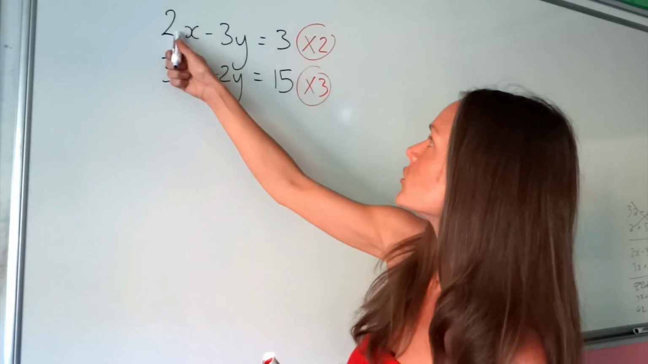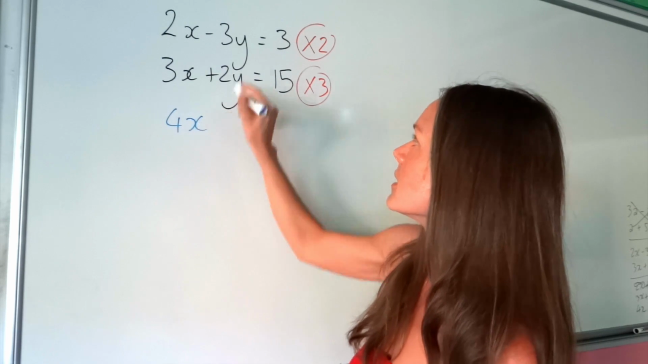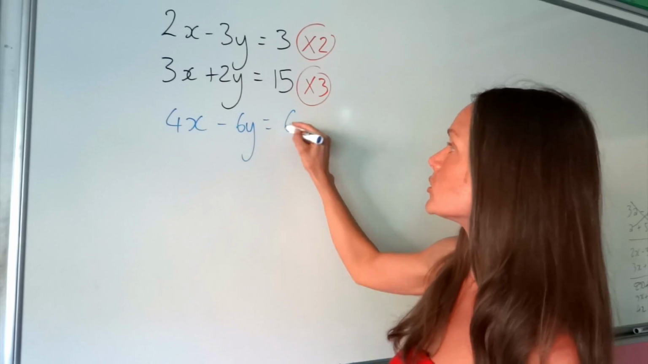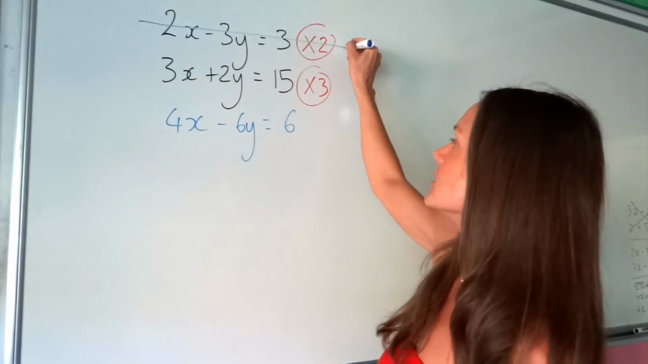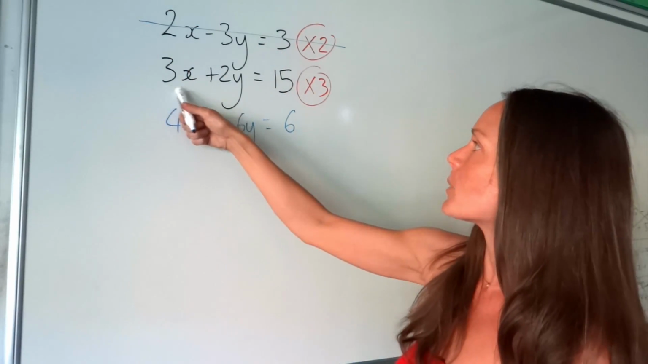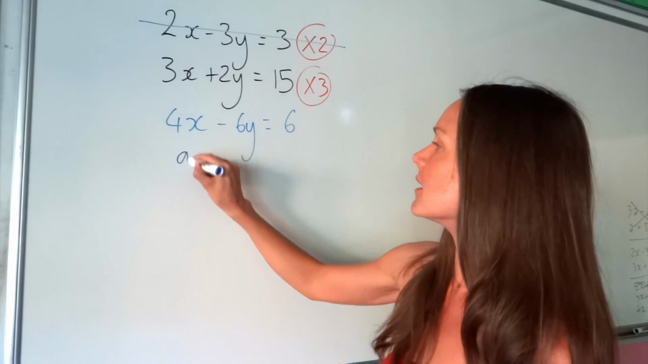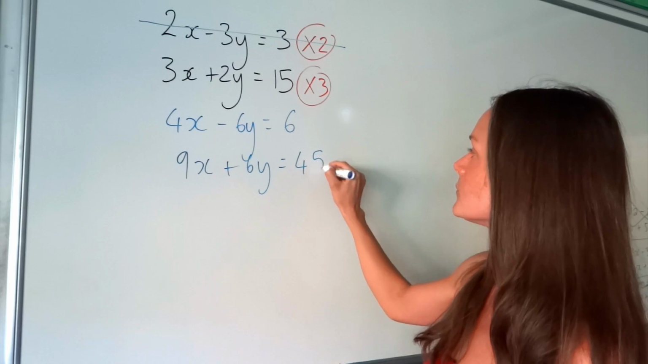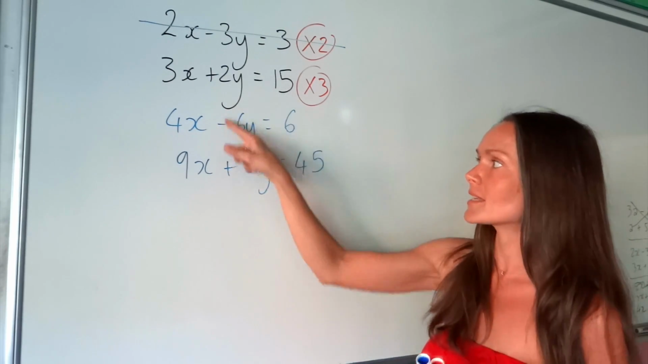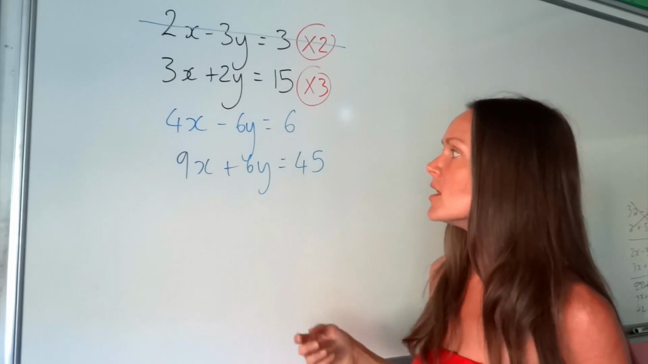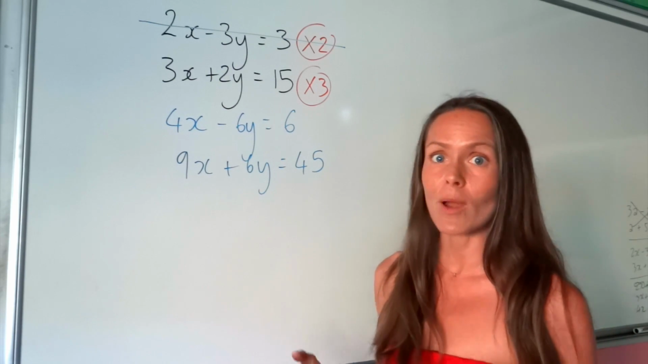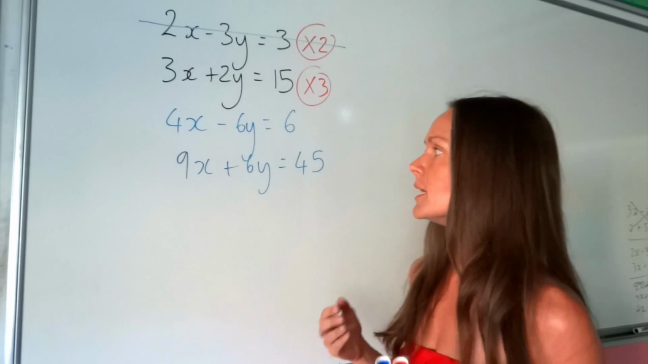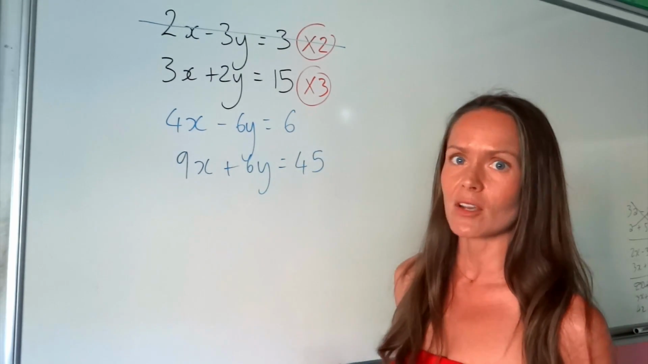So the top one, 2x times 2 is 4x. This times 2 is minus 6y, and 3 multiplied by 2 is 6. So there's the first one. Now, underneath, if I multiply all of these by 3, I get 9x plus 6y equals 45. So now I've got my negative 6y and my positive 6y. So now I need to think about whether I'm adding the equations together or subtracting them in order to cancel those y terms.